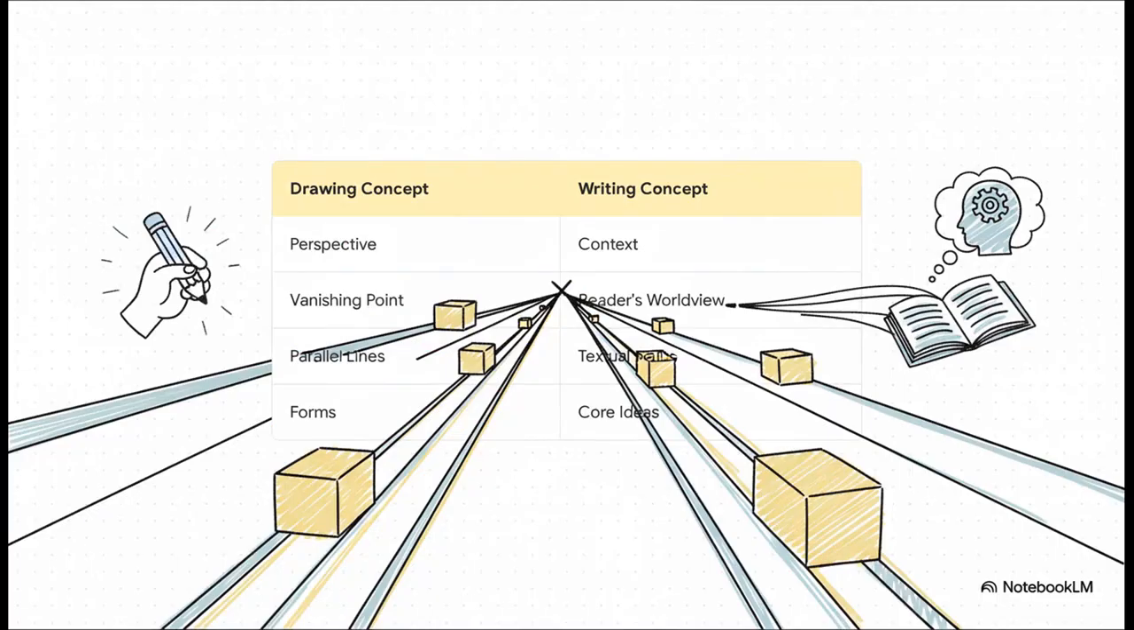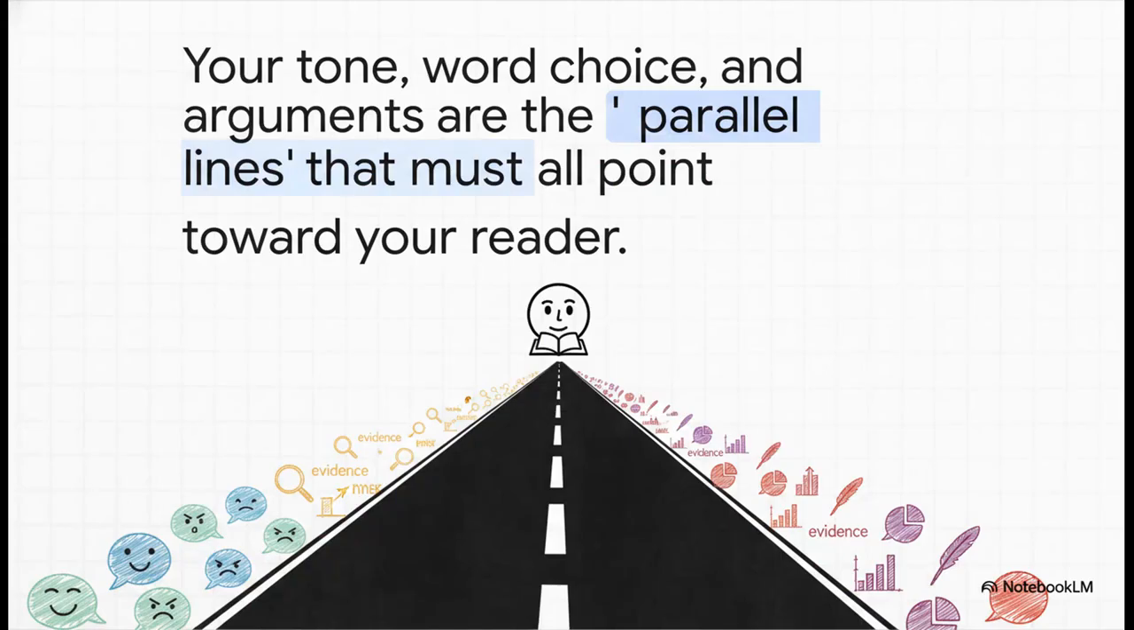I mean, look at how perfectly this analogy maps out. In drawing, you have perspective. In writing, that's your context, your audience. The artist's vanishing point, that's your reader's worldview. The forms the artist draws, like a cube or sphere, those are your core ideas. And the artist's parallel lines, well, that's where this gets really useful. Those parallel lines in your writing are all the little choices you make. It's your tone of voice, your specific word choice, the evidence you decide to use, even how you format the text. For your writing to feel coherent and persuasive, every single one of those lines has to consistently point toward that one vanishing point, your reader.